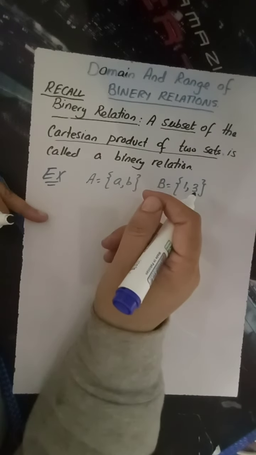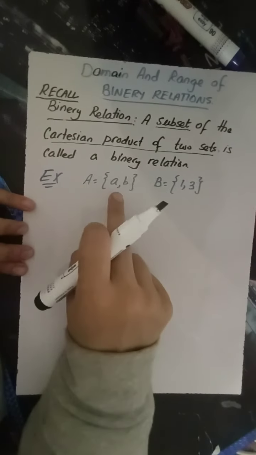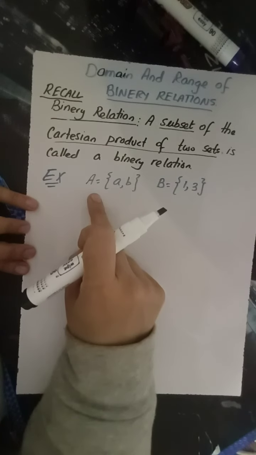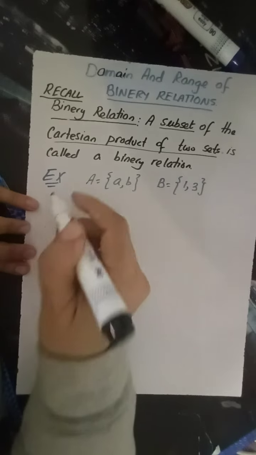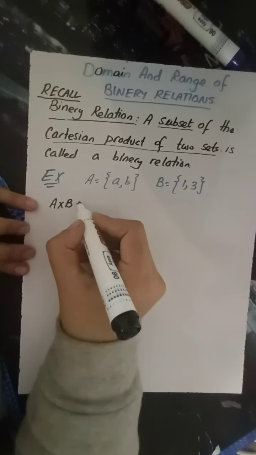First of all, let's find the Cartesian product of these sets. Now, what was the Cartesian product of these two sets? How do we find it? By definition, the Cartesian product is the set of all ordered pairs whose first element belongs to set A and second element belongs to set B. Okay, so the Cartesian product, as we have already studied, is denoted by A cross B.